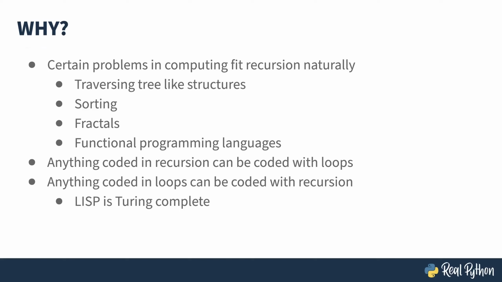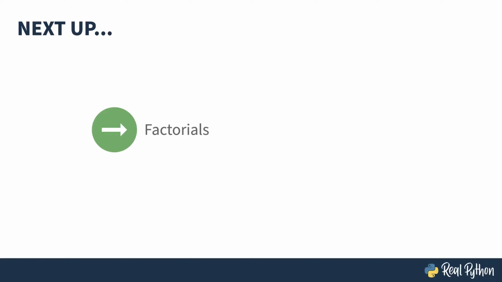What about Python itself? Primarily, I find I end up using recursion for traversing tree-like structures. Sorting is built in, so you don't have to implement it yourself, and it has functional programming features as well. So the primary use I find I have to code is traversing tree structures. Let's shake off the abstract stuff and write some Python. Next up, I'll show you how to code a function that calculates factorials.